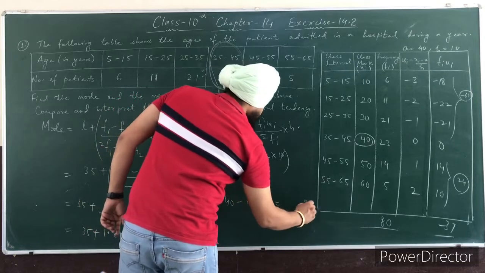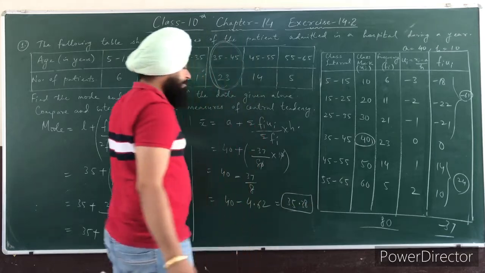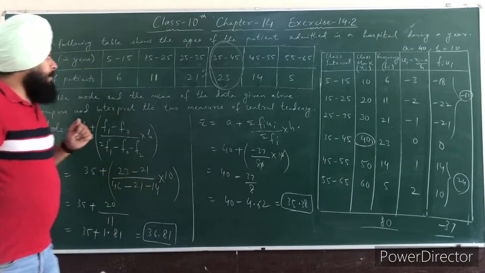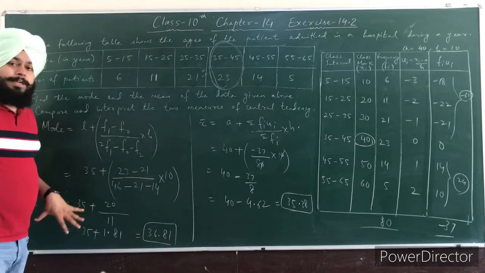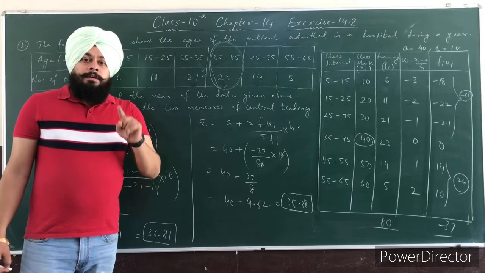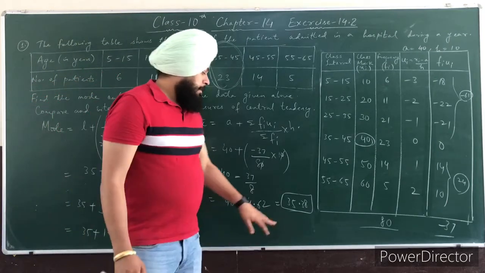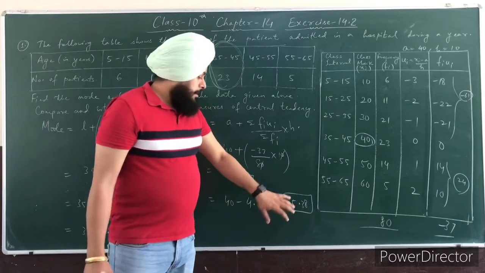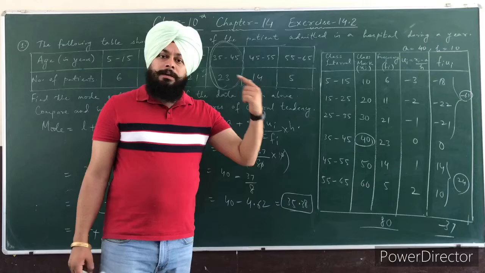It is 35.38 approximately. So it is the mean for this data. Now we have to compare and interpret the two measures of central tendency. So what can we conclude here? We conclude that the maximum number of patients in a hospital have the age of 36.81 years, and 35.38 is what on an average the age of patients admitted to the hospitals.